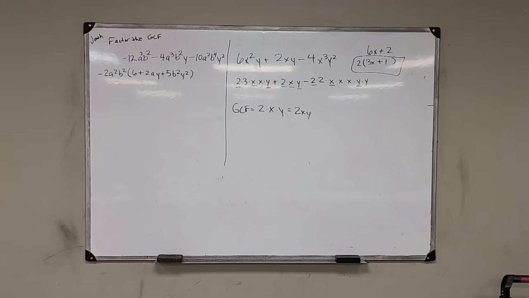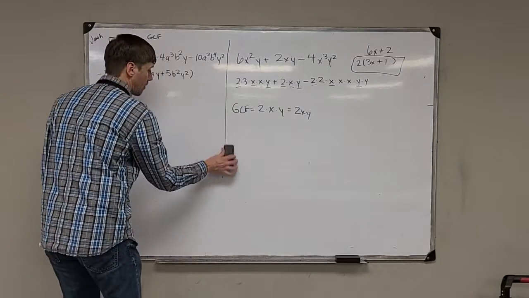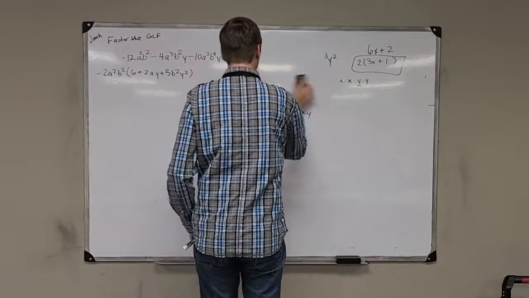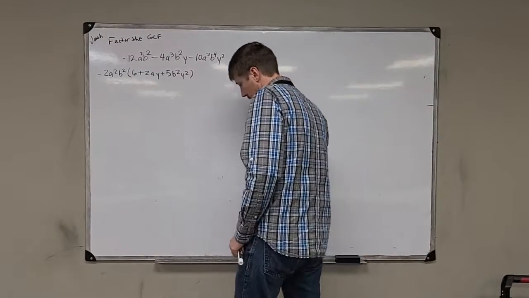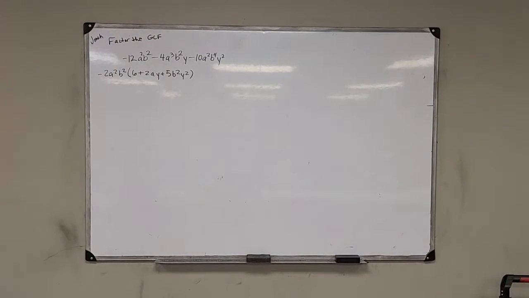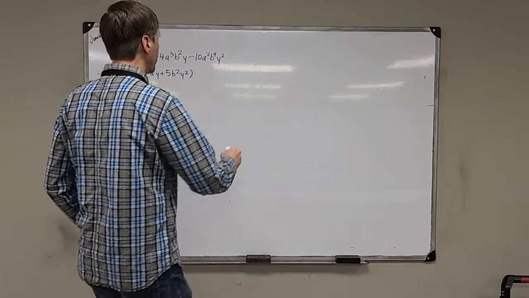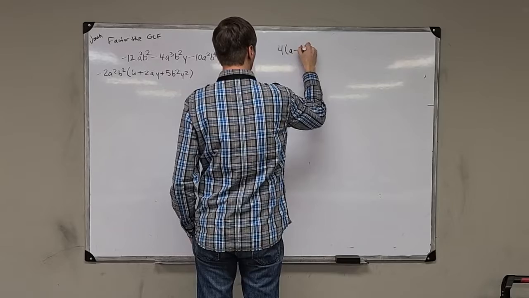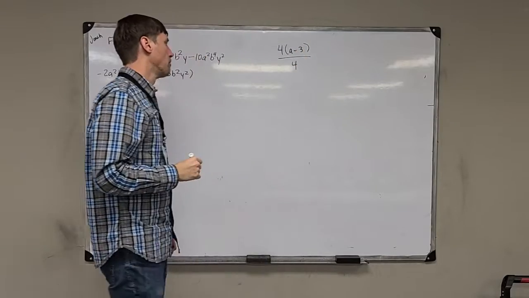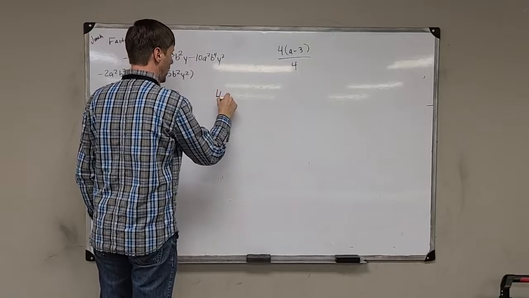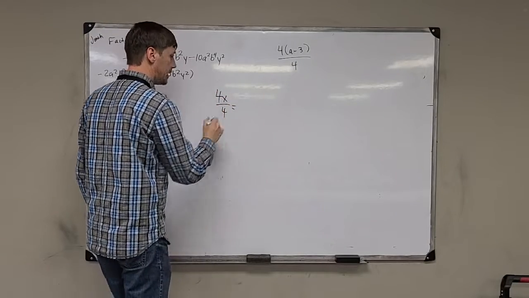Now, sometimes when you do this, you'll be able to cancel some stuff out, and I'll show you what I mean by that. That happens whenever you've got some expression over another expression. So let's say we have something like this. The 4 has already been factored out for us. You guys agree, if we had 4x over 4, what would that equal?